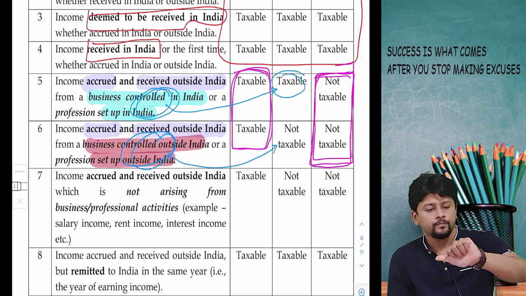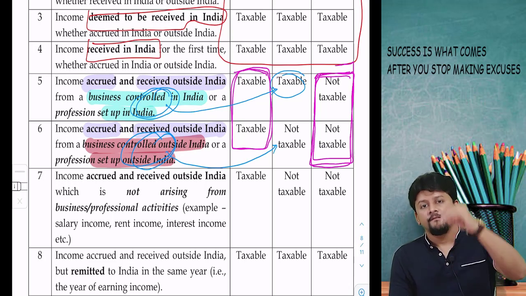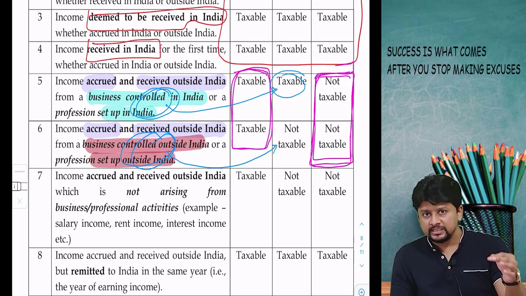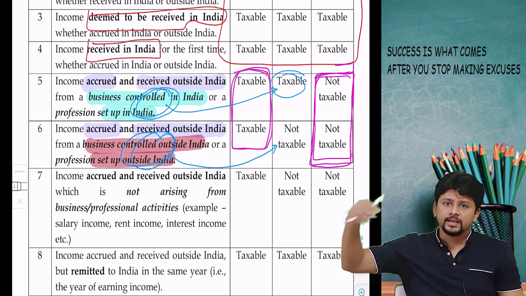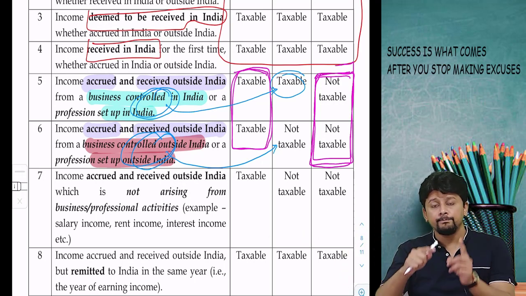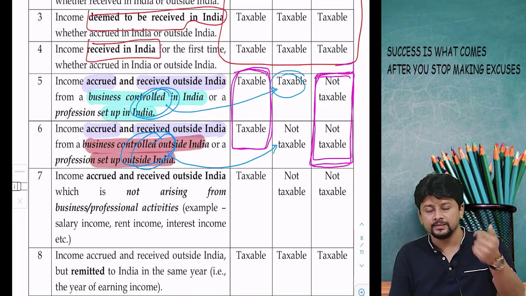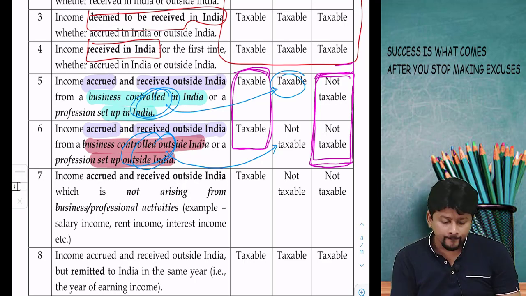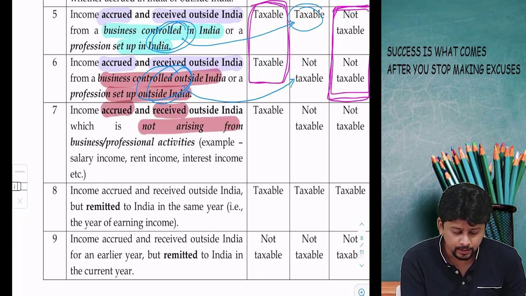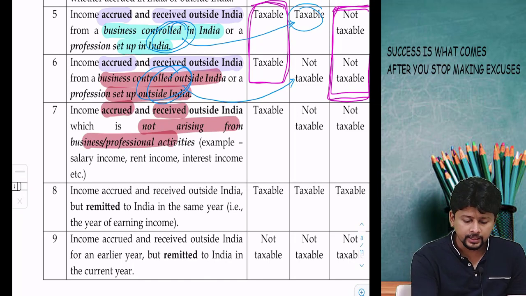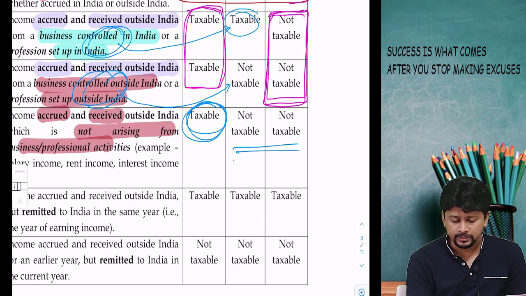So where is the income accrued? Outside India. Where is the income received? Outside India. Where is the business profession control? Whether in India or outside India, resident and ordinarily resident, all case taxable. Non-resident, every case non-taxable. For resident but not ordinarily resident, business profession control in India, taxable. Outside India, not taxable. And if you are earning income which is accrued outside, received outside, but not PGBP, so you have other heads of income, then the concept is very simple. First status taxable, the other two statuses not taxable.